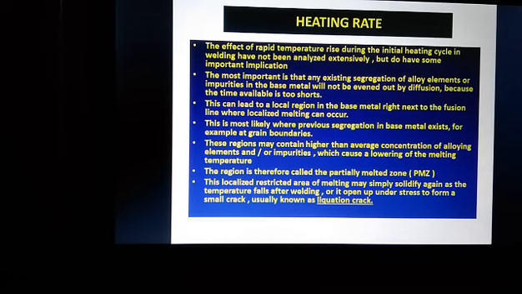This localized restricted area of melting may simply solidify again as the temperature falls after welding, or it may open up under stress to form a small crack, usually known as a liquefaction crack.